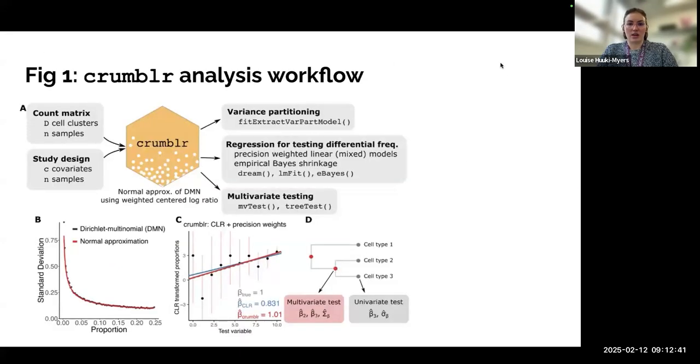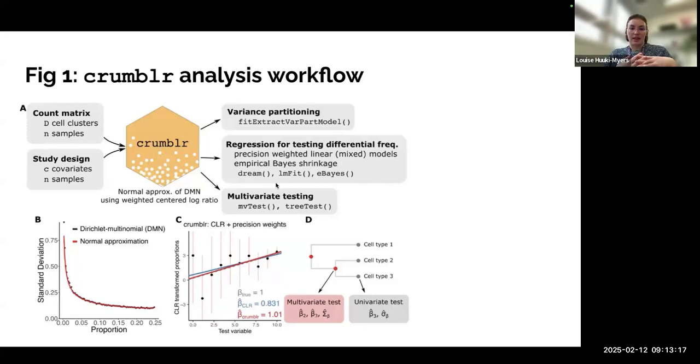So in figure 1, they show their analysis workflow. They show that Crumblr takes the count matrix and also the study design, and uses variance partition to show which variables have big impacts and explain the most variance in the cell fractions. Then they also do the regression testing for differential frequencies. And you can use different methods here, like Dream, LMFIT, or eBayes.